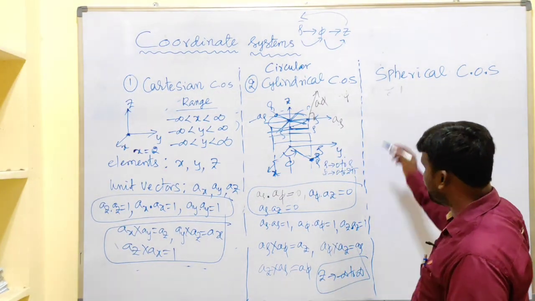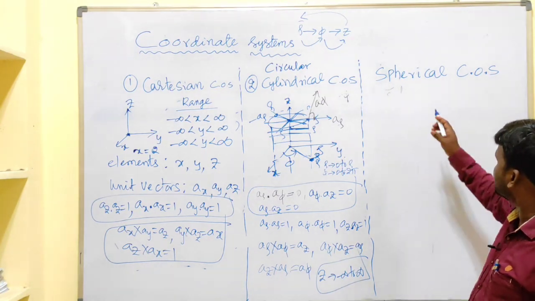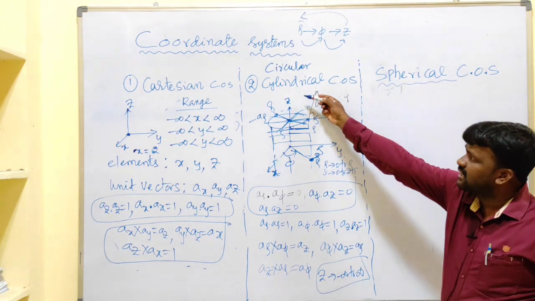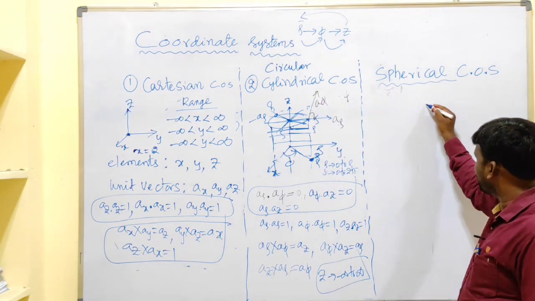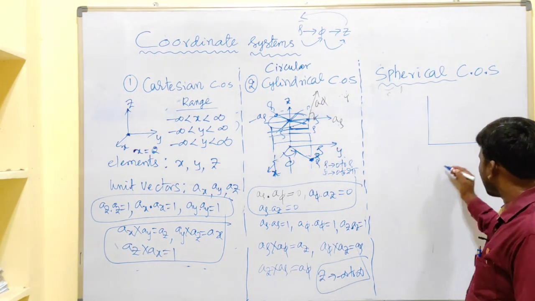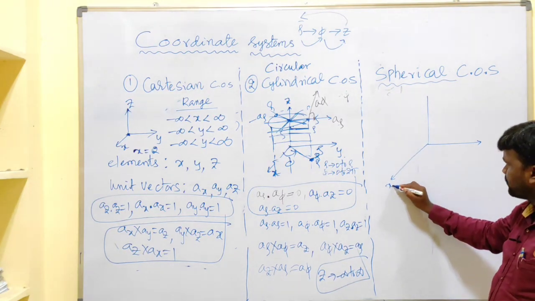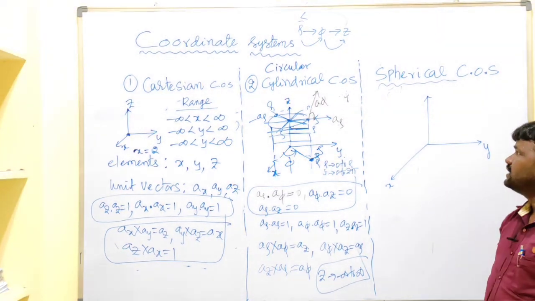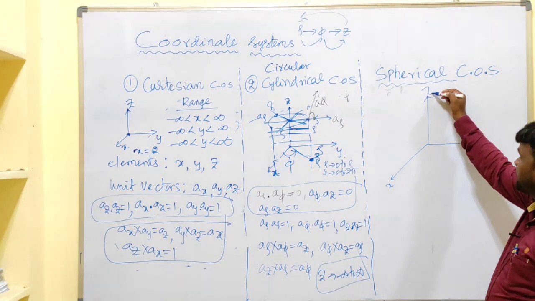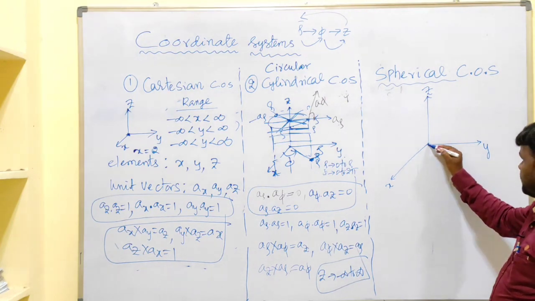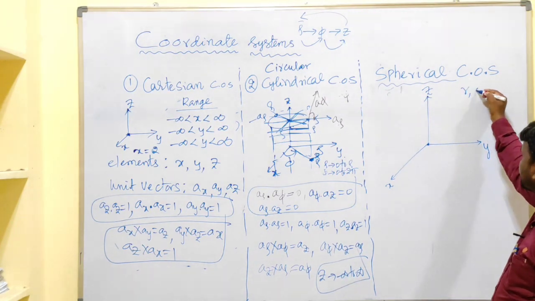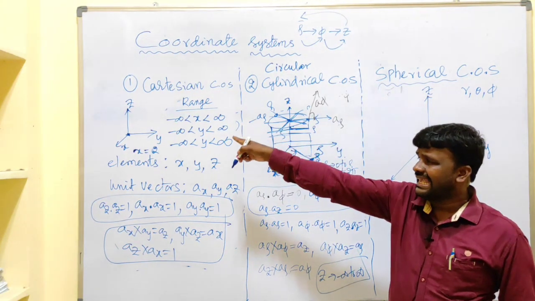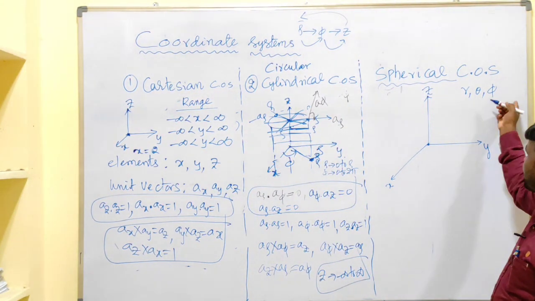Now coming to the spherical coordinate system, what is the specialty of this one? In the cylindrical name itself we have cylinder. Here also we have a sphere of radius r. This is our x, this is y, this is z. Here the elements are r, theta, phi. In the cylindrical case the elements are rho, phi, z. For Cartesian the elements are x, y, z.